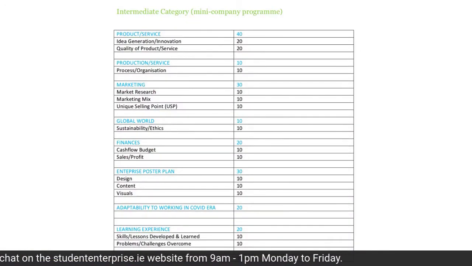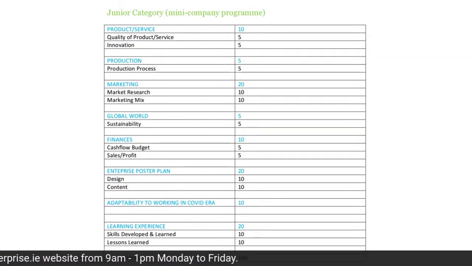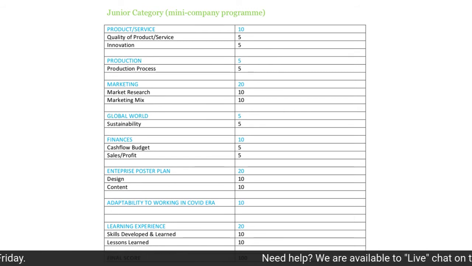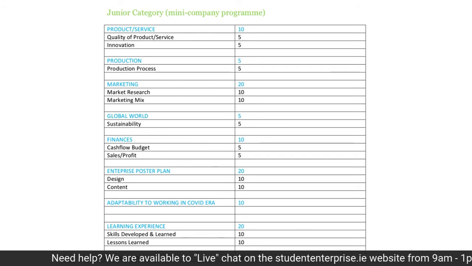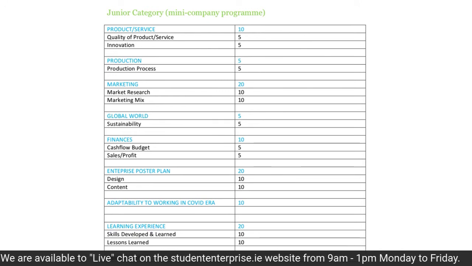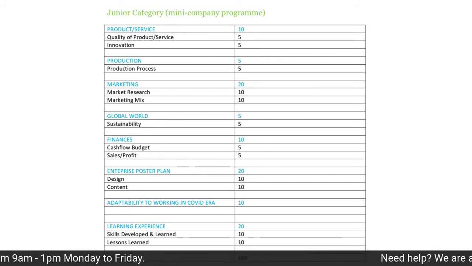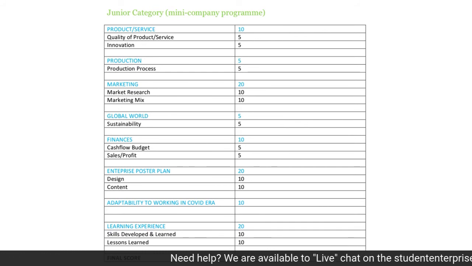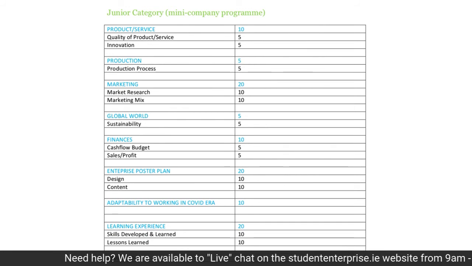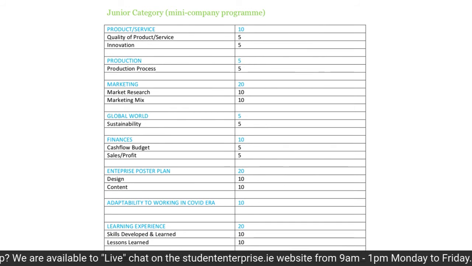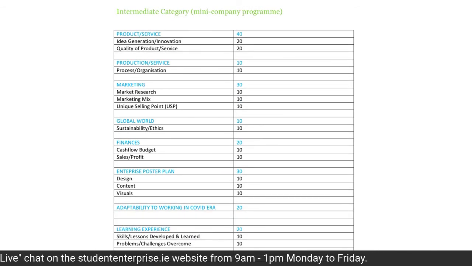We'll go for the junior category first. So you can see the various different sections here. There are 10 points, for example, for market research. So if I don't mention market research when I'm putting my submission together, I'm going to get 0 points. There are 10 points for the marketing mix, the 4 Ps. If I don't answer that, I get 0 points. So a really valid point that John was making is make sure that you go through the marking scheme and ensure that you're addressing every element that's requested. Otherwise, you're going to miss out on points.